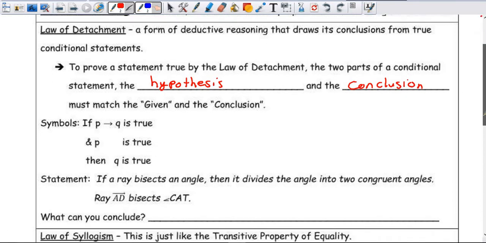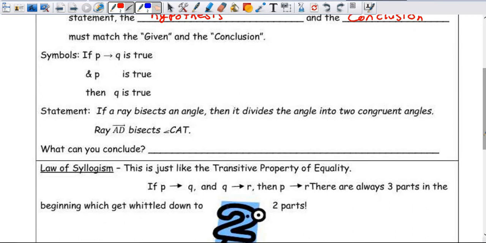All right? So, the symbolic form of this is pretty simple. It says we have if P then Q is true, then they're just going to tell us that P is true. Whenever they give us that, then you know without a doubt in your mind that Q must be true, and that would be your answer. So let's try this with the statement that's given. It says if a ray bisects an angle, then it divides an angle into 2 congruent angles. Then it says ray AD bisects angle CAT. So ray AD bisects angle CAT says the same thing as this right here. If a ray bisects an angle. A ray did bisect the angle. They just made it a little bit more personal. Then it divides an angle into 2 congruent angles.